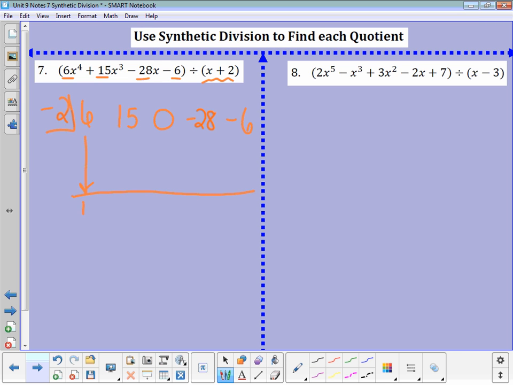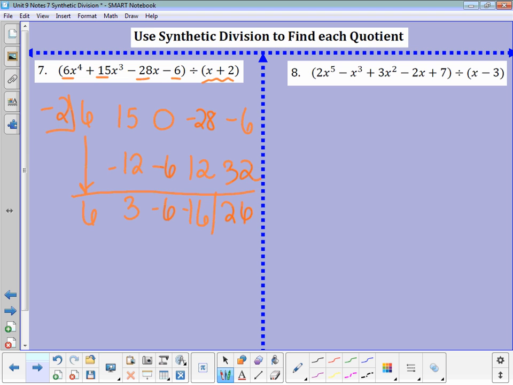So I'm going to take my 6 and bring it down. 6 times negative 2 is going to give me a negative 12. Add those together, we get a positive 3. 3 times negative 2 gives me a negative 6. 0 plus negative 6 is negative 6. Negative 6 times negative 2 is a positive 12. Negative 28 plus 12 is a negative 16. Okay, so now we're going to multiply those two together, and a negative 16 times a negative 2 is a positive 32. Subtract 6 from that, and you get 26. So I forgot to make my t there, but that's going to be where my remainder is.